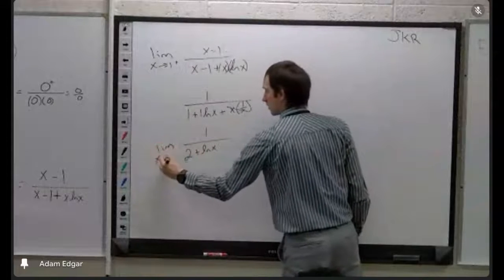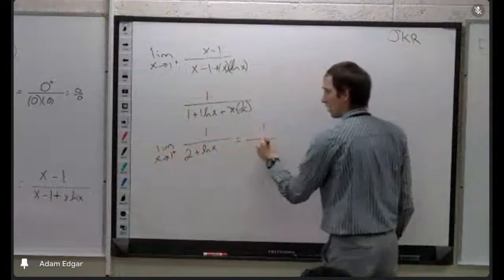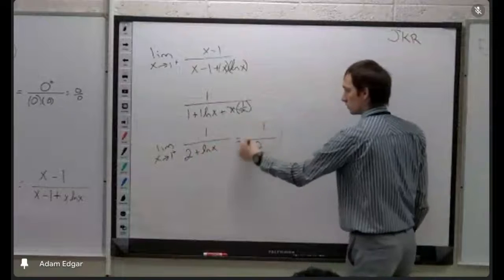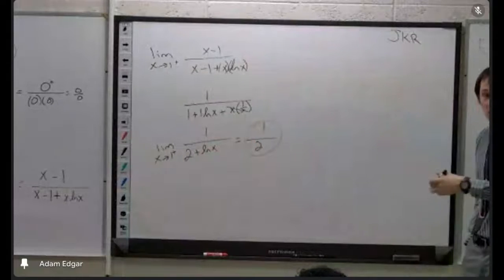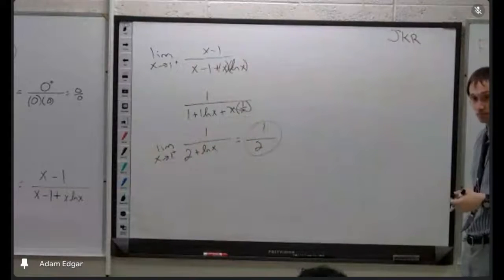So we have 1 over 2. So in this case, infinity minus infinity is a half. Of course it is.